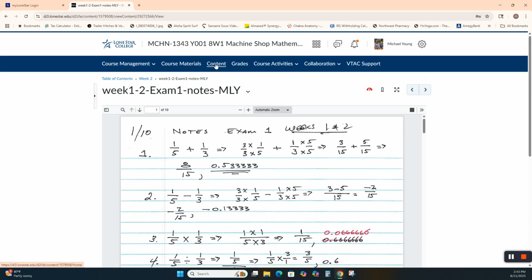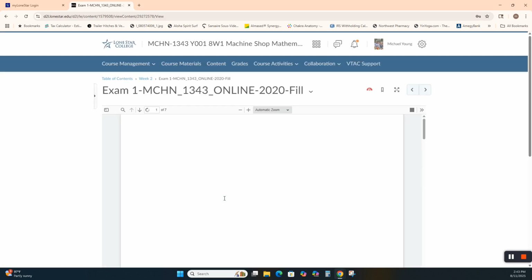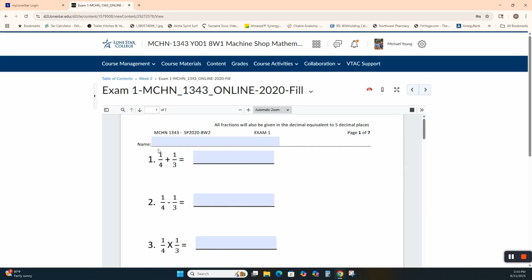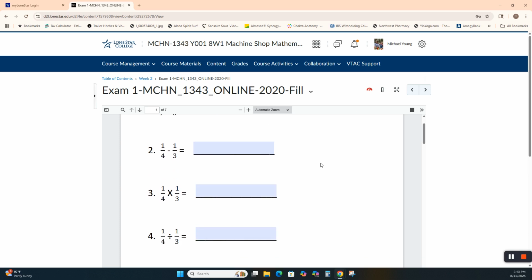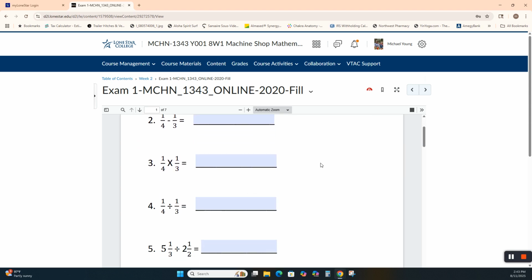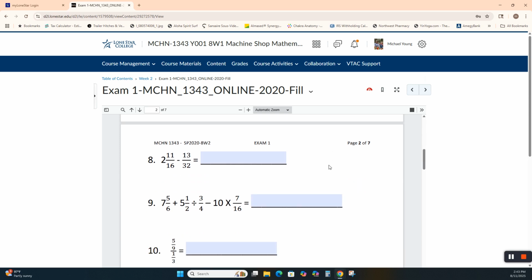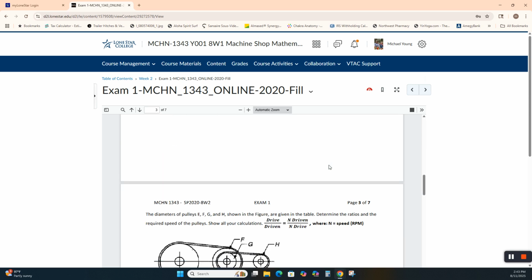All right, go back to content. This is what the exam looks like. Exam 1. Now you type your name in up here, type in the answer, and just rock and roll. You can download this, work on it on your computer. But if you send me a bunch of crap that I can't read, I'm not going to even try to grade it. You're going to get a 0.